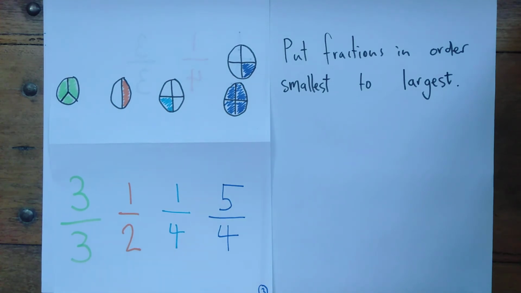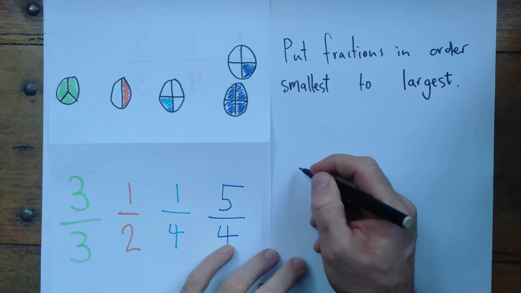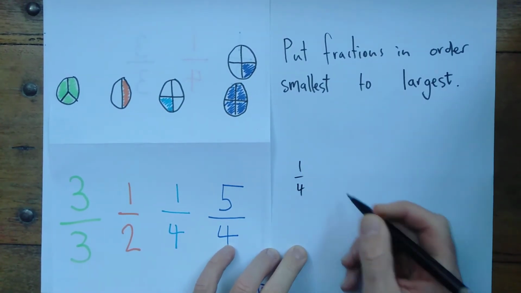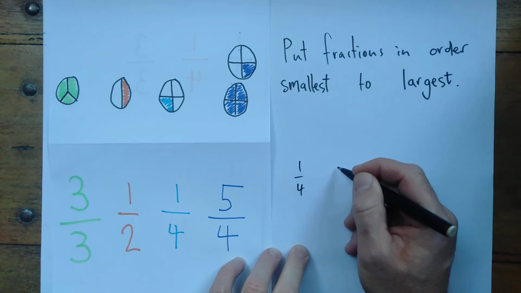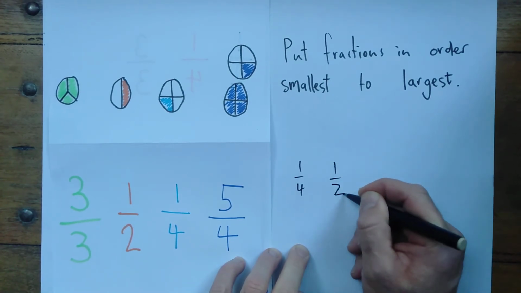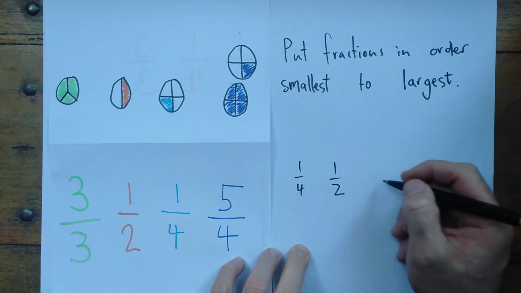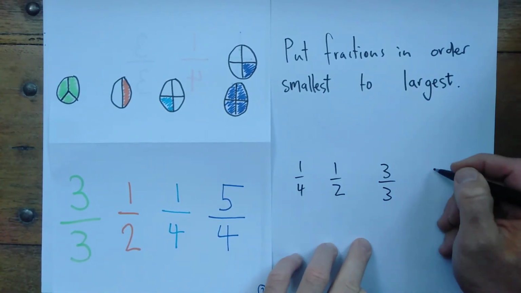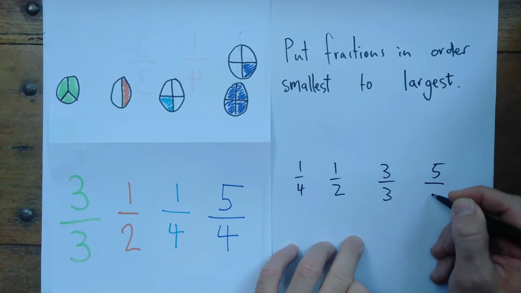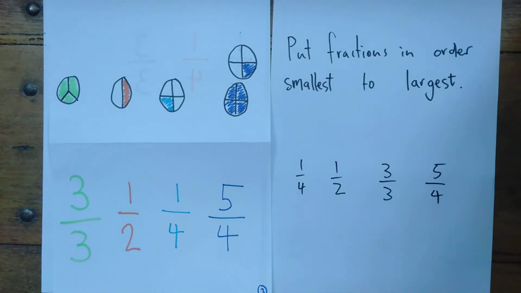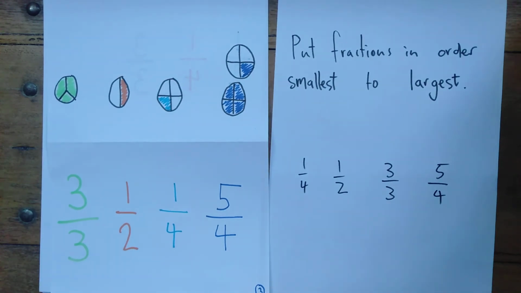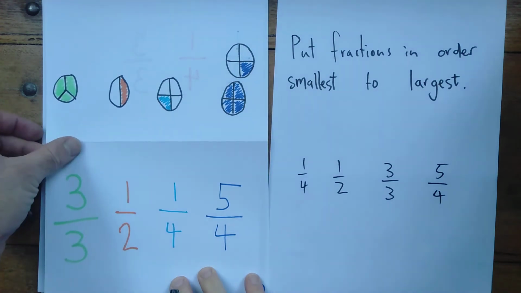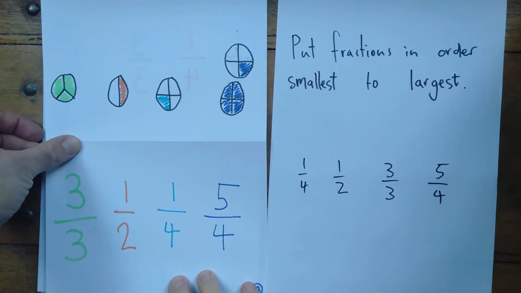So with this picture, we can see that 1/4 is in fact the smallest. The next largest is 1/2. The next is 3/3. And the largest fraction is 5/4. But again, the correct answer isn't the most important part of this. Just getting us thinking about fractions will be really useful to us before we tackle this task.